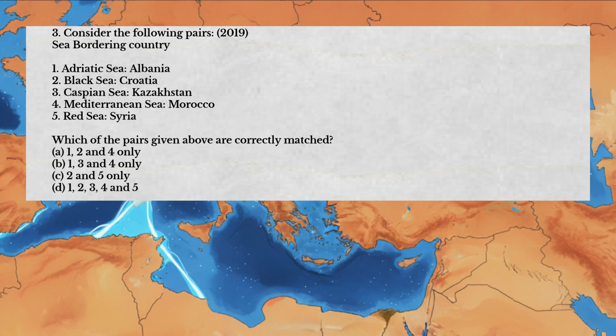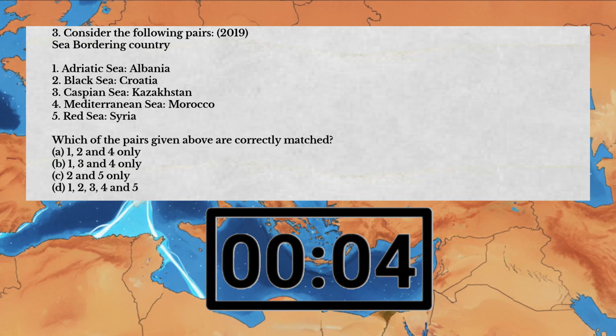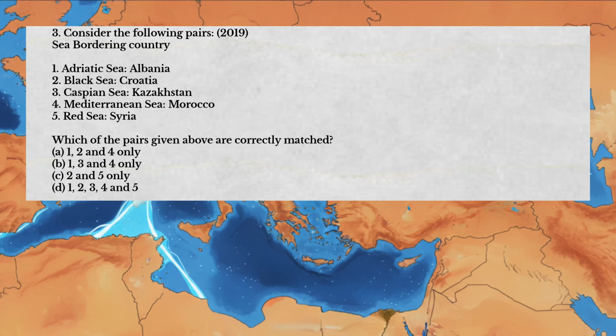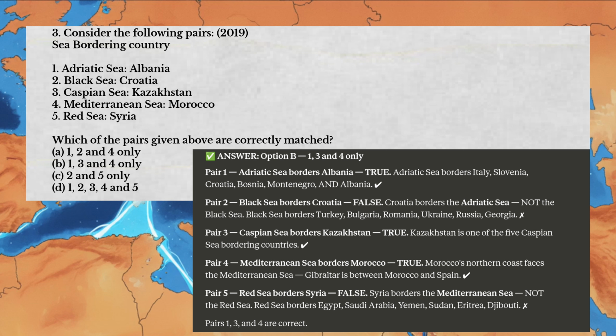Consider the following pairs: sea and bordering country. Adriatic Sea, Albania. Black Sea, Croatia. Caspian Sea, Kazakhstan. Mediterranean Sea, Morocco. Red Sea, Syria. Which pairs are correctly matched? Option A, 1, 2 and 4 only. Option B, 1, 3 and 4 only. Option C, 2 and 5 only. Option D, 1, 2, 3, 4 and 5. Answer, option B, 1, 3 and 4 only.